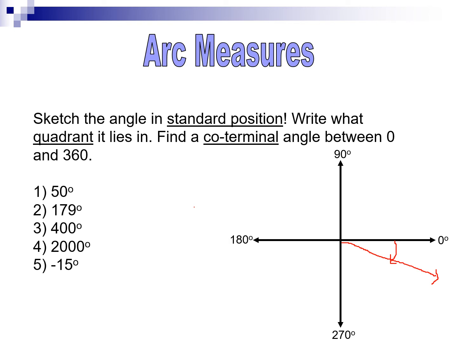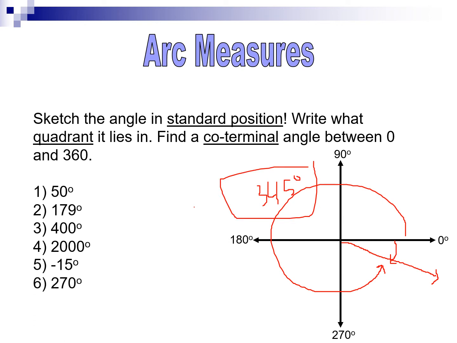It does lie in quadrant 4, and now we have to figure out the coterminal angle, the angle in between 0 and 360, this part. And that's fairly easy to do. You just take 360 degrees minus 15 degrees, and it turns out that the coterminal angle is 345 degrees. All right.